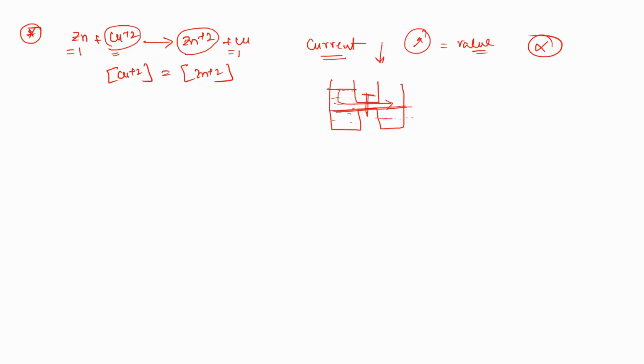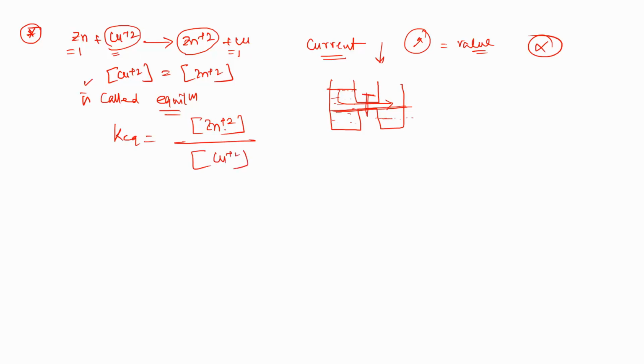A similar thing is happening here. When the concentration of copper plus 2 is equal to the concentration of zinc plus 2, there will be no flow of current. That condition is called the equilibrium condition. In this equilibrium condition, we can express the equilibrium situation as the equilibrium constant. In that reaction, the equilibrium constant is the concentration of zinc plus 2 by copper plus 2.